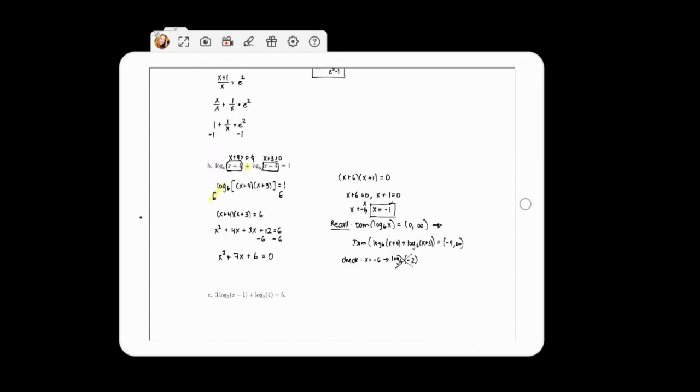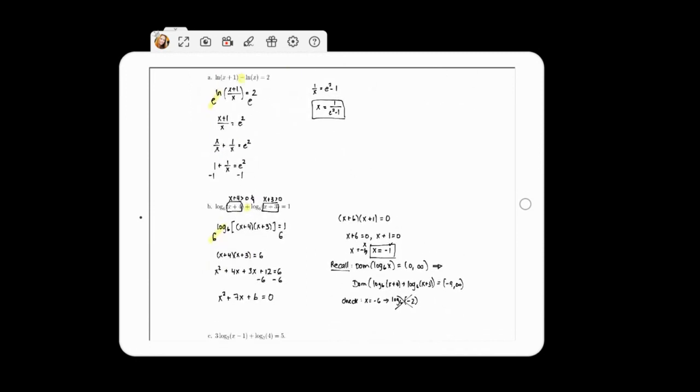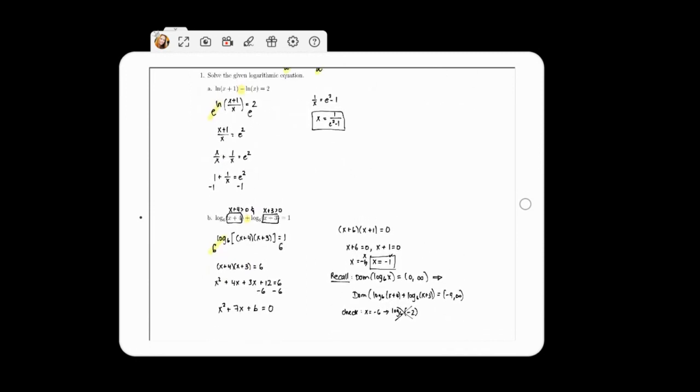So I said on the first one we didn't check, but on the first one we got 1 over e squared minus 1 as our answer, which if you put it on your calculator is approximately 0.15, which can be plugged in for the log of x and the log of x plus 1. So this was a real answer, not a fake answer. But especially when solving log equations, because the log has a restricted domain, you must always check and make sure that your answers are in the domain of the function.